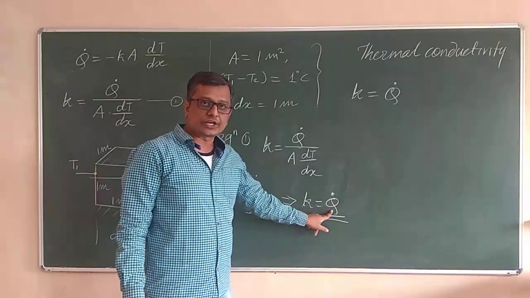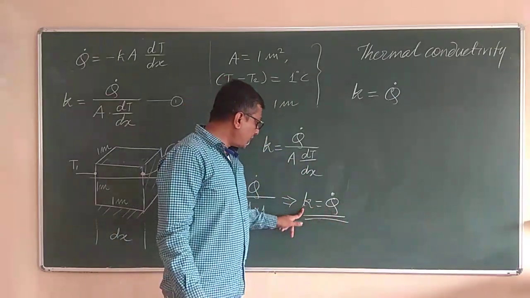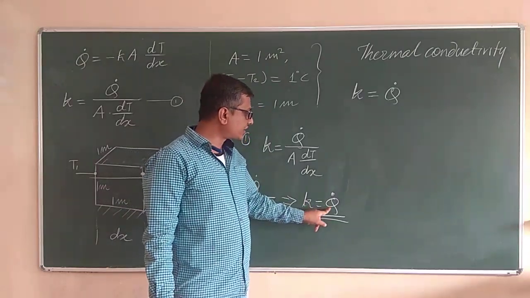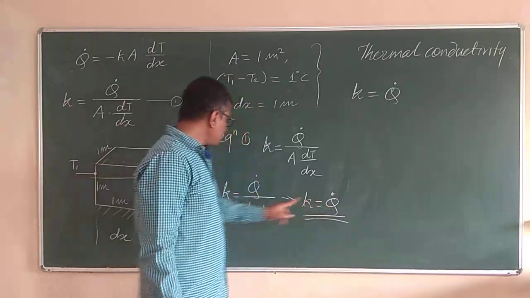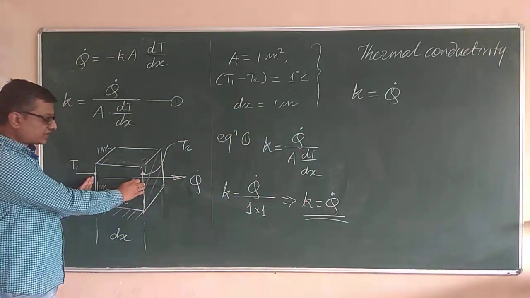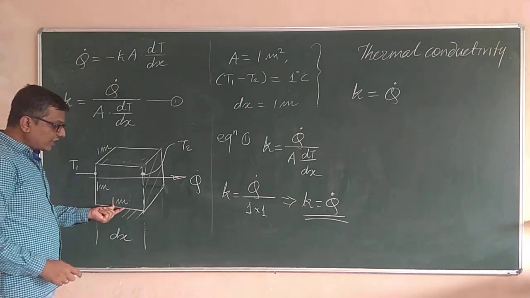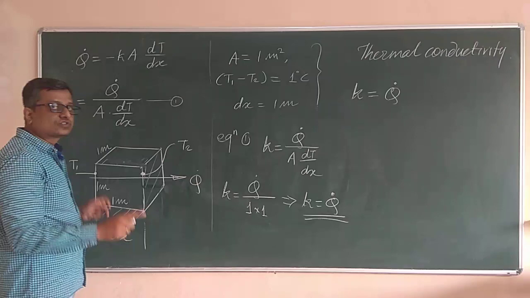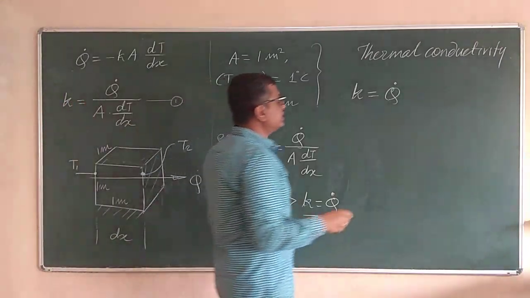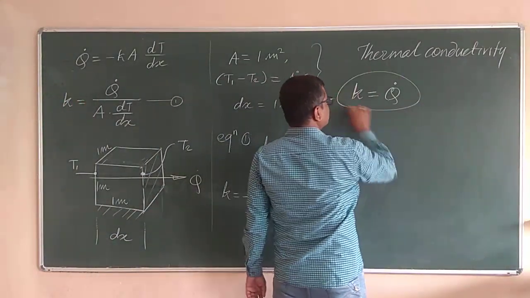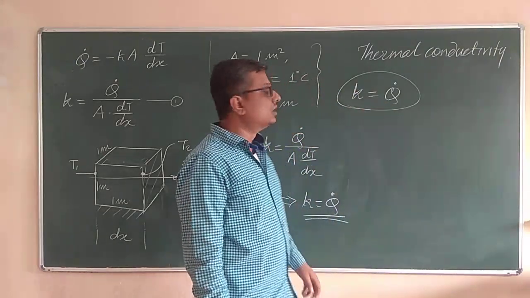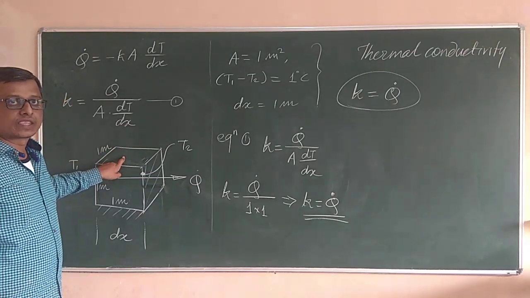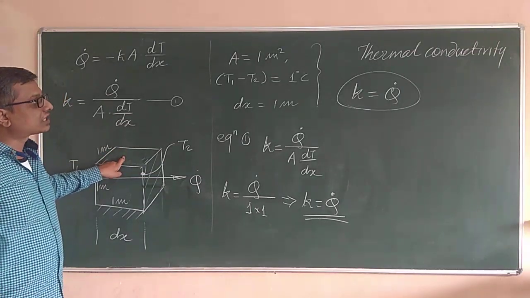It is numerically equal to the rate of heat transfer, but under what condition? When the rate of heat transfer is taking place across two opposite surfaces of a cube of side 1 meter, when the opposite faces are maintained at a temperature difference of 1 degree Celsius. Then whatever the rate of heat transfer taking place across these two surfaces, that is equal to the thermal conductivity of that material, whatever the material of that cube is. So this is one more concept of thermal conductivity.